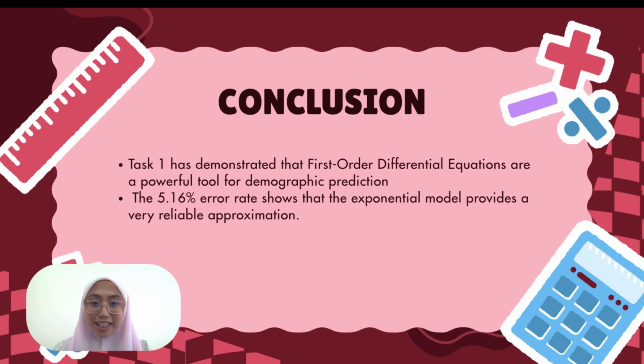In conclusion, Task 1 has demonstrated that first-order differential equations are a powerful tool for demographic prediction. While no mathematical model can perfectly account for every real-world variable, our 5.16% error rate shows that the exponential model provides a very reliable approximation. We have also completed Task 2 using Excel to solve numerical methods, which further strengthens our digital skills.